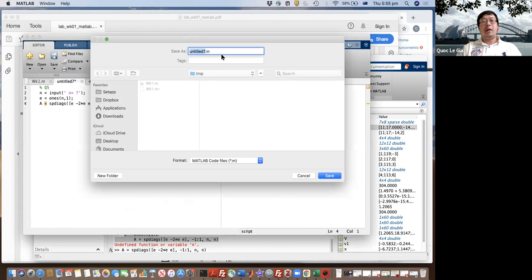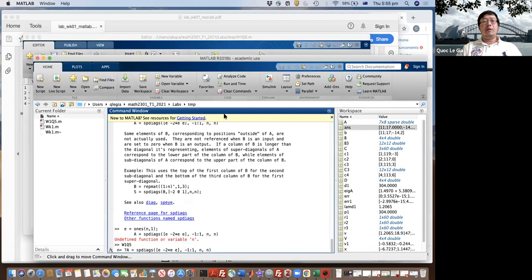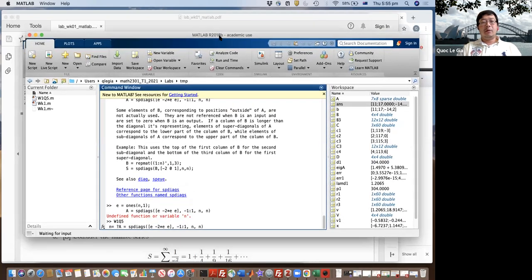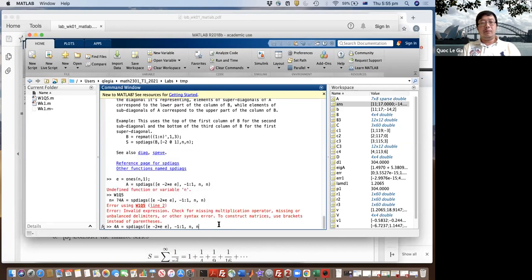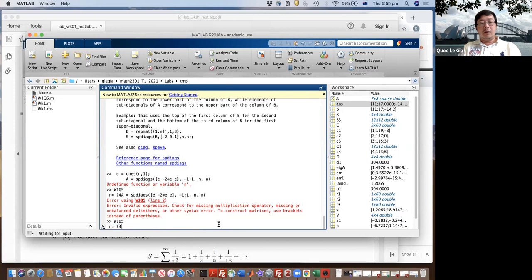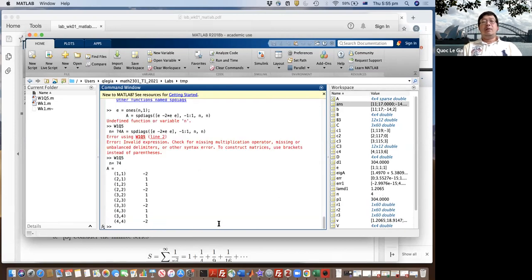So I'm asking for the name. I say week 1 question 5. If I run it, it will ask for n, so n equals, say, 4. So week 1 question 5, n equals 4. You see that the diagonals are all -2, right?